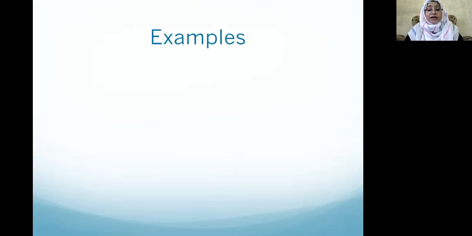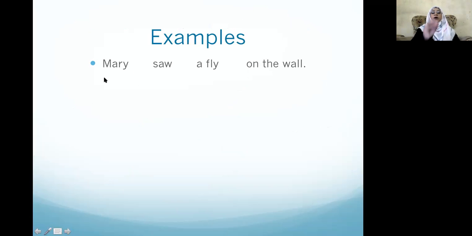Now see examples. Mary saw a fly on the wall. Now tell me what role every word in this sentence is playing. Like in this sentence, we see the word Mary. Which role is this word Mary playing in this complete sentence, to give a meaning, to give a sense? Mary saw a fly. So Mary is what? Mary is experiencer, because she's not performing an action. She saw by herself. She saw a fly. So Mary is an experiencer.